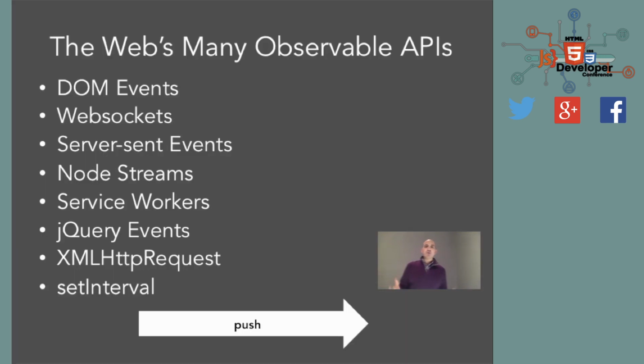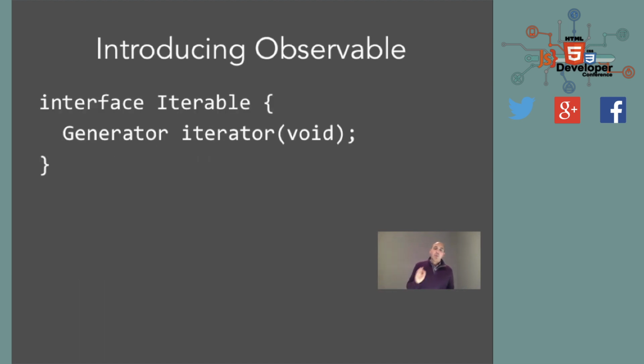Now, on the web, we have so many different ways of observing streams of data. We've got DOM events, WebSockets, server-sent events, node streams, service workers, jQuery events, XML HTTP requests, set interval, and the list goes on. And all of these have different approaches: maybe you give it a callback, maybe it has a termination message, maybe it has a special message for errors, maybe not. What we'd like to do with ES7 is rectify this problem.